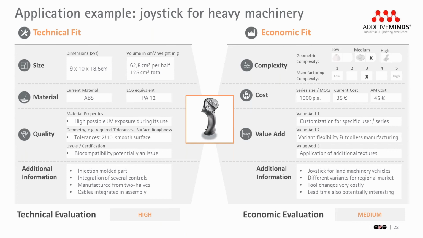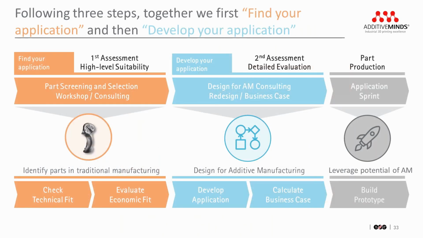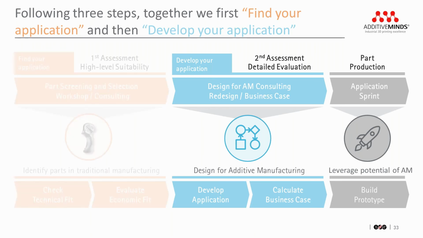And what we then do as a final step is to visualize the results of our screening. Therefore, we plot the evaluated part and all the other parts in the Ecotech matrix. We've identified an application in traditional manufacturing and now take this to the next stage. We'll redevelop it. We will look at other design benefits. So for example, if we can improve the texture to some extent, if we can make assembly slightly easier, for example, and also calculate the corresponding business case.